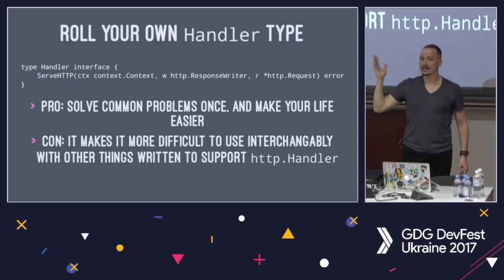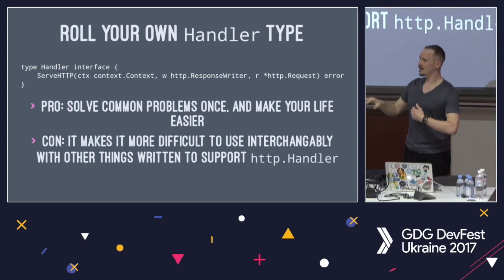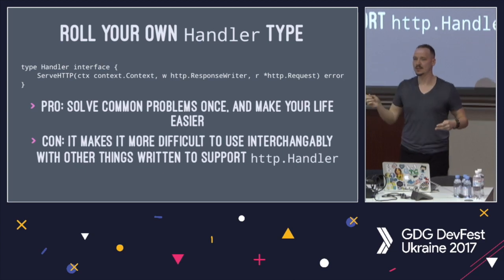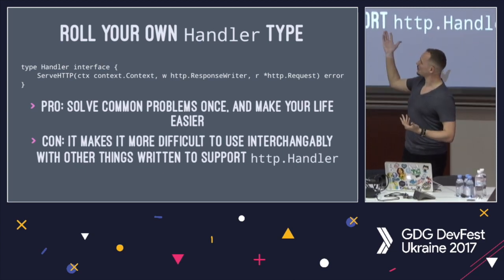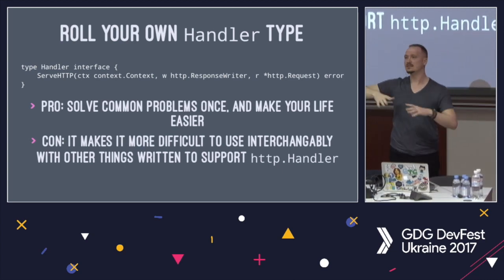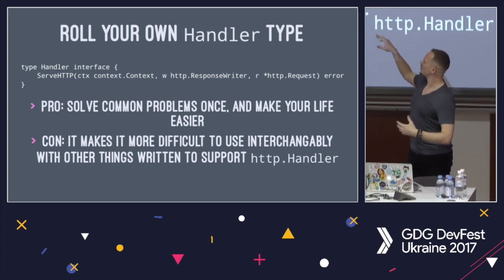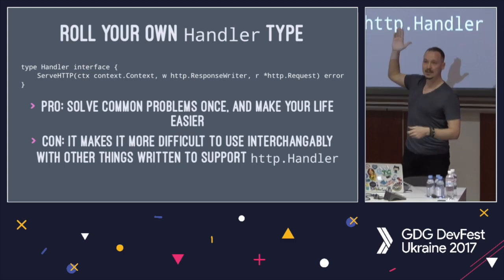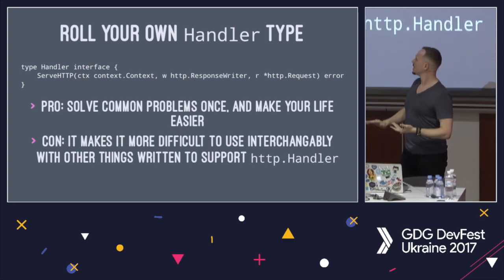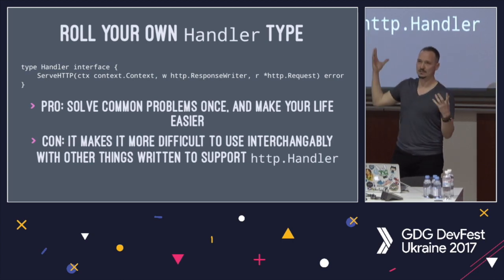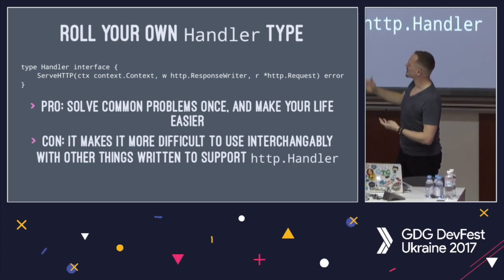You can also do this, and I used to be against this, but it turns out it actually can be quite useful, particularly when it comes to App Engine. You can roll your own handler interface yourself and change what that server HTTP is. Everything else stays the same, but you get to solve really common problems in one place. For example, in App Engine, until very recently, you couldn't use the context that they added to the request. You had to explicitly pass a context around. So then you can do that there.